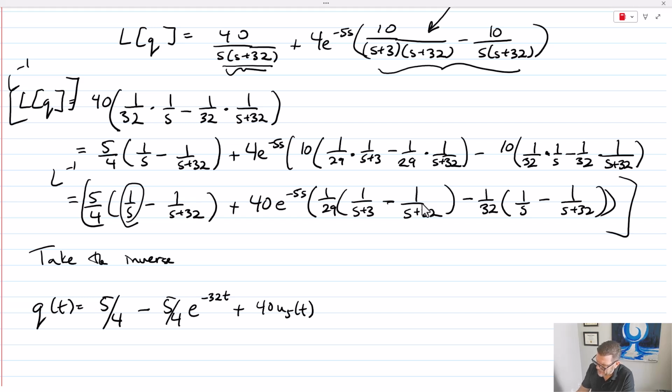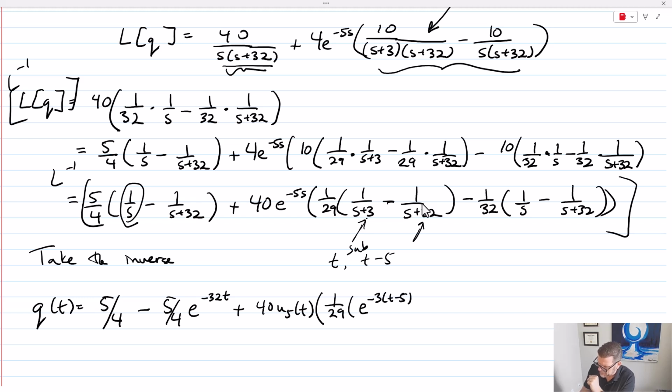And then times, what we're going to need to do for each one of these terms is take the inverse Laplace transform of each term, but instead of t, we're going to have t minus 5. Right? We're going to sub t minus 5 in for each one of them. We're going to shift to the right 5. So u5 of t times, and this will be 1 over 29 times e to the negative 3 times t minus 5.